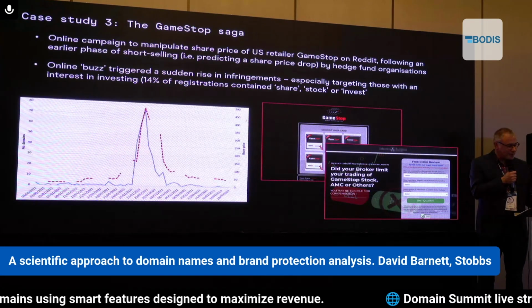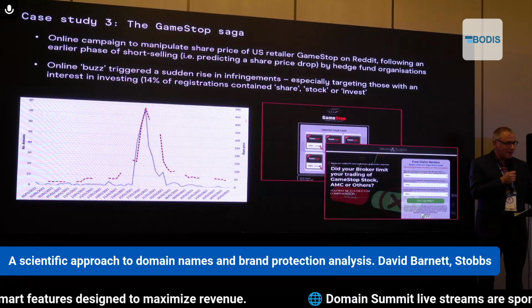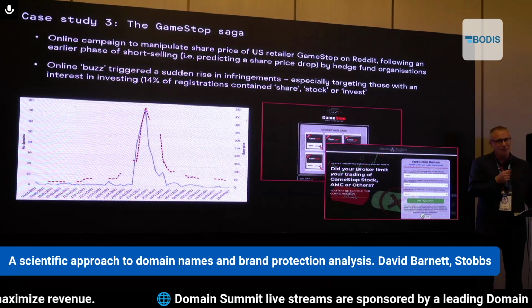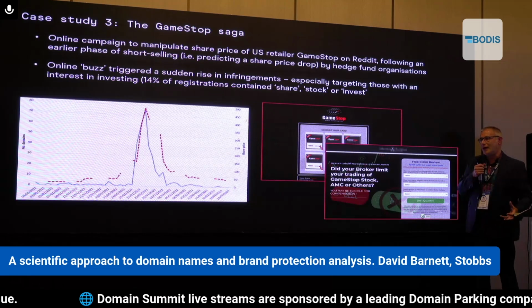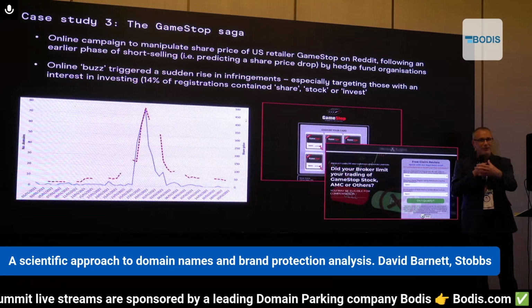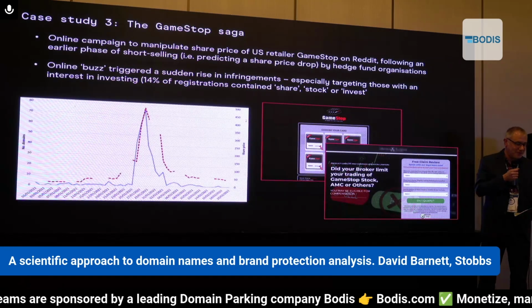We've seen that for so many different things. We've seen it for the COVID pandemic, targeting healthcare providers. We've seen it for the World Cup. We've seen it for the Olympics. Whenever there's any increased interest in anything, infringers will take advantage of that and they will build scams relating to the thing that people are interested in.